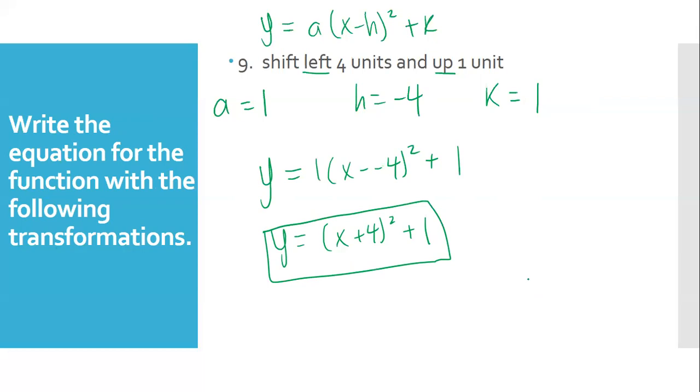Cool? Yeah, that's what you're doing. You're writing the equation. You're identifying and writing. So we're going backwards. Cool? Yes? Ready to try another one?